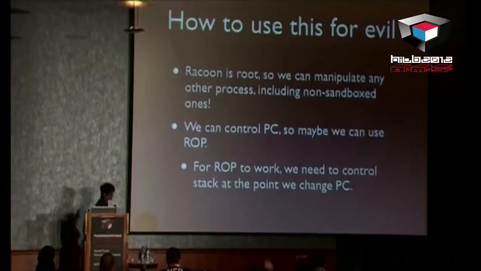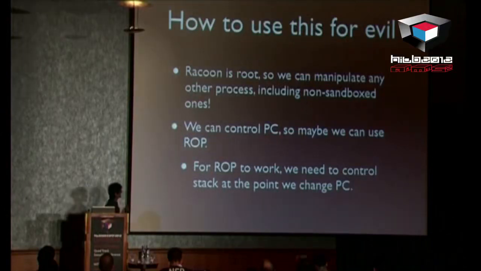So how can we use this control over PC for evil? How can we do what we want with it? So Raccoon is root. We can manipulate any other process, including non-sandbox ones. And we can control PC, so maybe we can use ROP. But for ROP to work, you need two ingredients. One, you need to control the stack, and the other is you need to control PC.